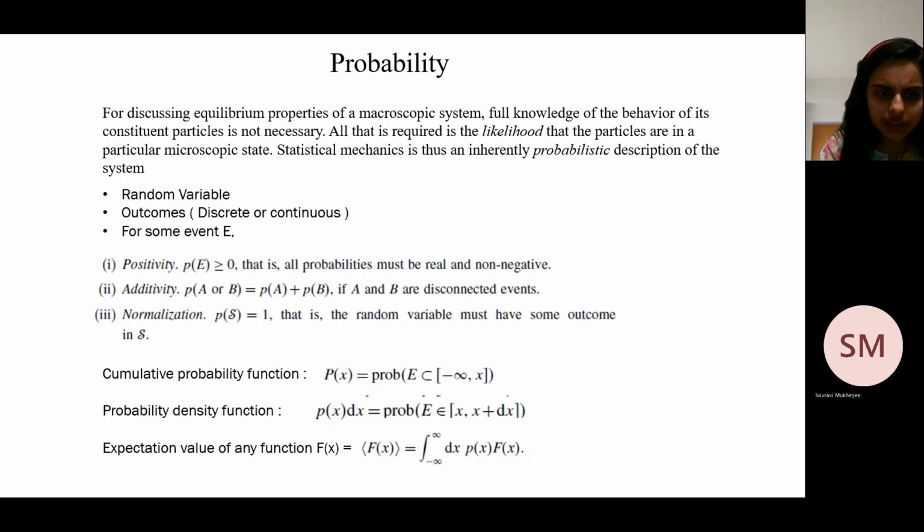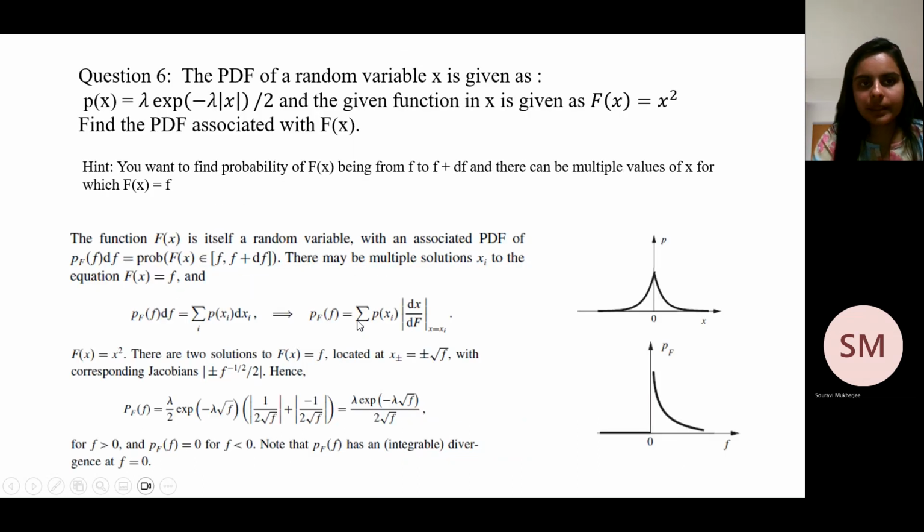And then if you have some function f(x), where x is your random variable, and you want to find the expectation value of f(x), then that can be done as an integration, where p is your probability density. So the integral of p(x) f(x) dx gives you the expectation value of function f(x), right? So these were some basic concepts.